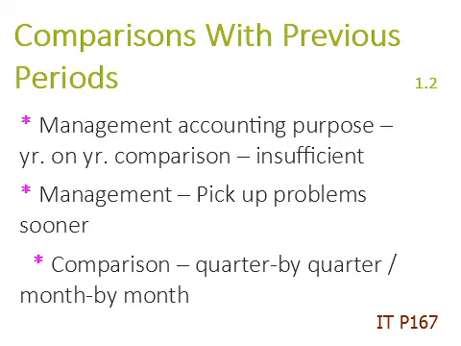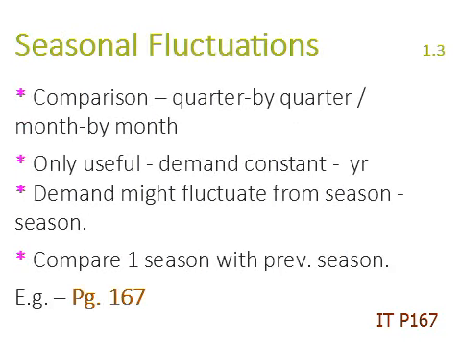Management would like to pick up problems sooner than at the end of the year. So management will compare information month by month or quarter by quarter. A quarter is a 3-month period. Comparisons that are made month by month, or quarter by quarter, are only useful when demand is constant throughout the year, but in some cases demand might fluctuate from season to season. Then you would compare one season with the previous season. For an example, see the example on page 167 of your interactive text study guide.